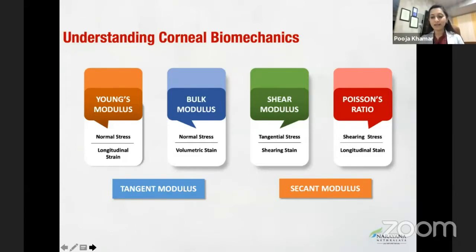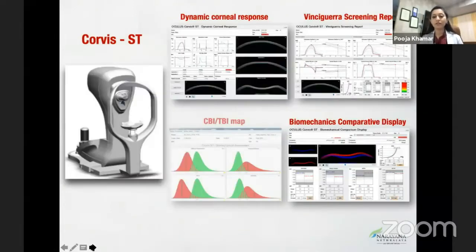So biomechanics have different principles. They are either based on the tangent modulus, which are the Young's modulus or the bulk modulus, or they depend on the secant modulus, which are the shear modulus and the Poisson's ratio. So all our machines are based on that. But for the interest of this session, I'm going to be talking about Corvus ST.